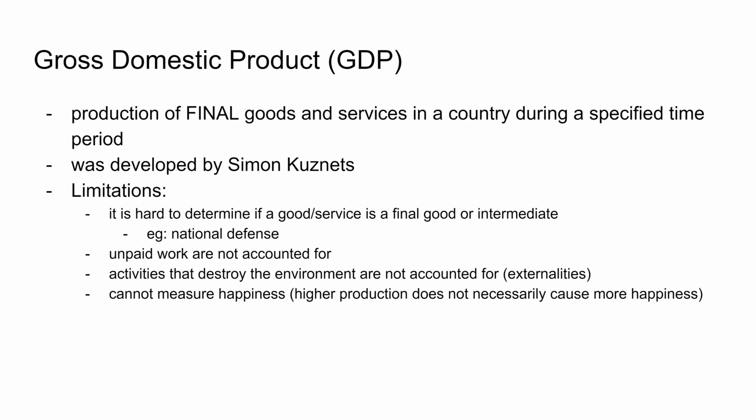And a third limitation is that GDP does not account for externalities. So it does not account for pollution or the other things that deplete and destroy our environment. And one final limitation is that GDP cannot measure happiness, because higher production does not mean more happiness.